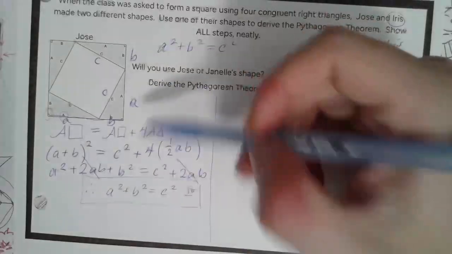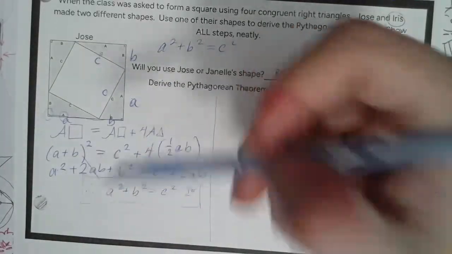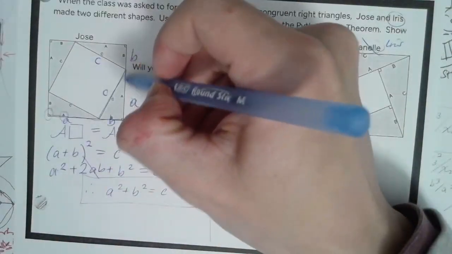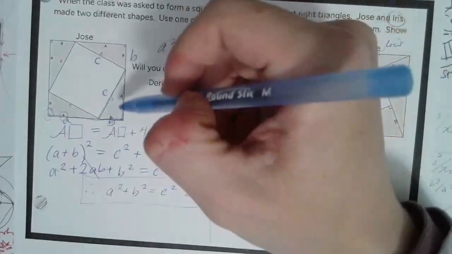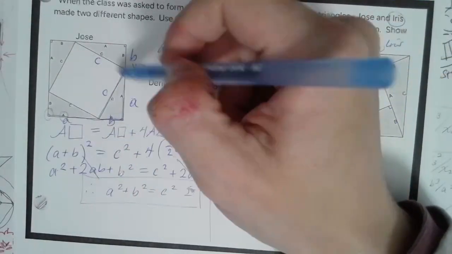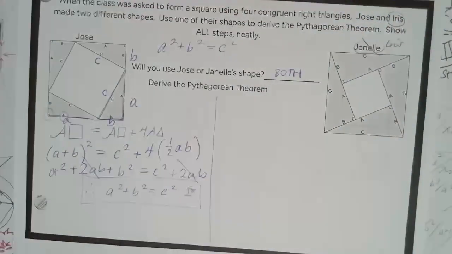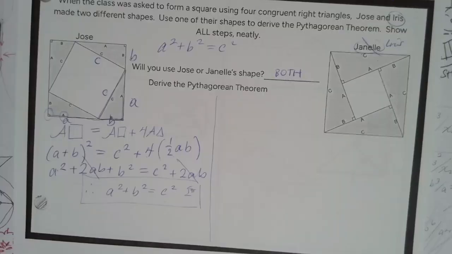Okay. Now, why does this apply the Pythagorean theorem? Because A, B, and C are on a right triangle. You could take any right triangle you have, duplicate it 3 times, and create this square shape, and this property would always hold. The same is true for Janelle or Iris's shape, except it's a little bit different.